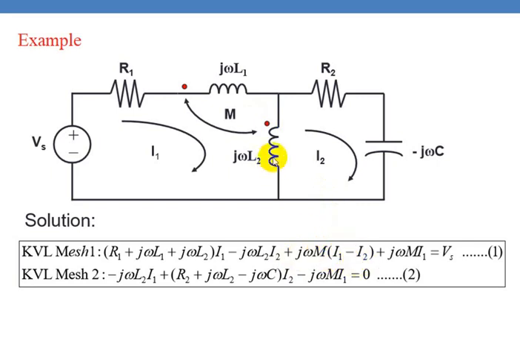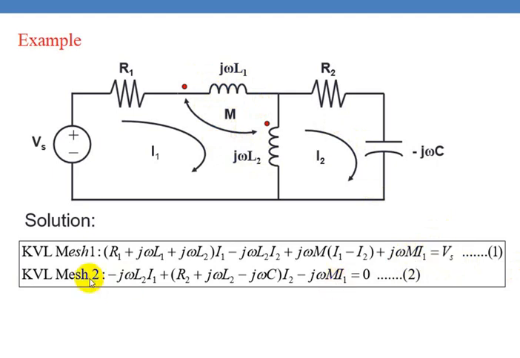Then coming to this coil, it is again coupled with mutual inductance M. The mutual inductance voltage will be because of the current flowing in the other coil. It is j omega M into current I1. You have to write this equal to Vs. Normally we write minus V equal to 0, but if you directly write Vs on the right-hand side, the sign will be positive.